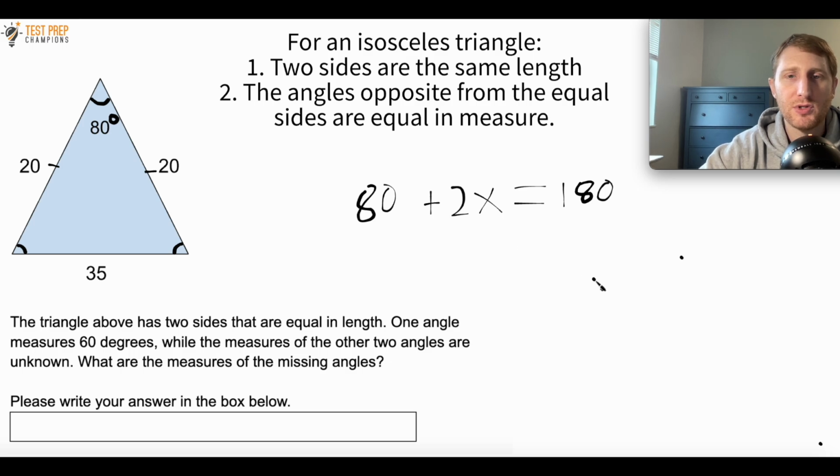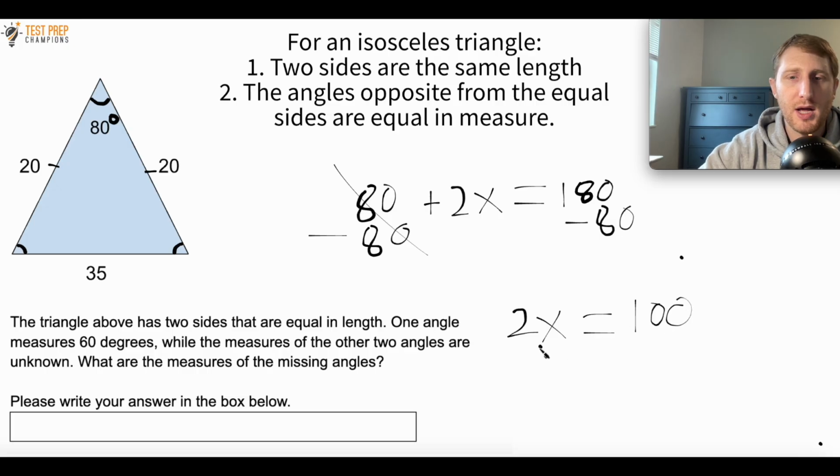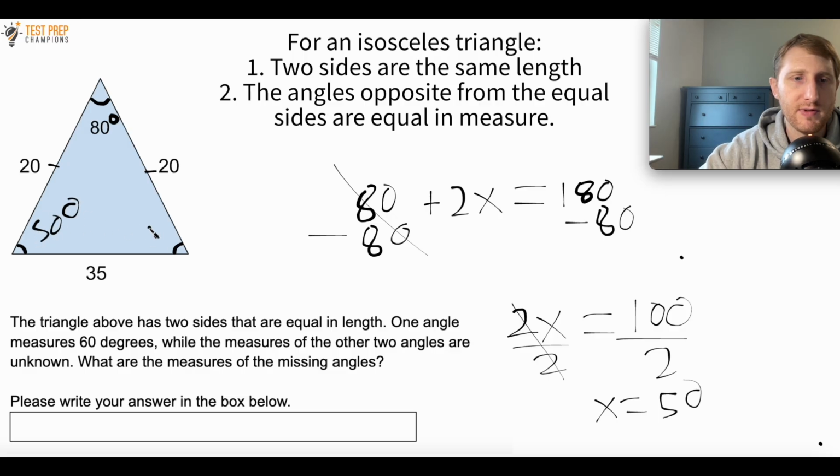So now what we have to do is solve this for x. Let me start by subtracting 80 on both sides here. When I do this, we see that the 80s cancel out on the left, and I'm going to have 2x equals 100. Now what I have to do is divide by 2 on both sides, and when I do that, I see that x equals 50. So we now know that each angle is 50 degrees, right? This one's 50, and this one's also 50. So the answer here, the measures of the missing angles, they're both 50 degrees.